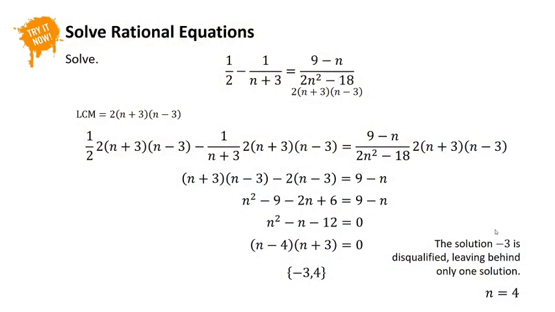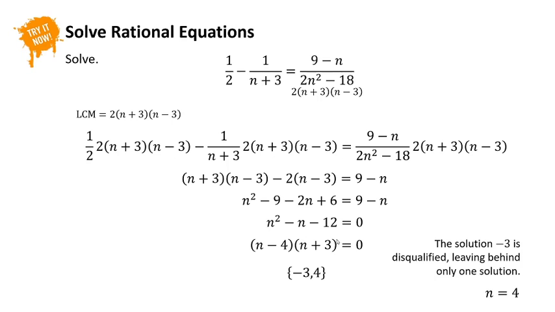Welcome back. Well, once again, we had to disqualify one of our solutions because it caused the denominator to go to 0 here. In this case, it was the solution -3, which we got from doing this double bubble factoring out of this trinomial here, and that had to be removed because it makes particularly this denominator go to 0 here, leaving behind only one possible solution, n equals 4.